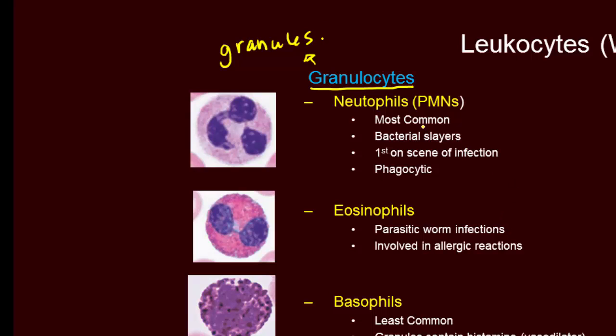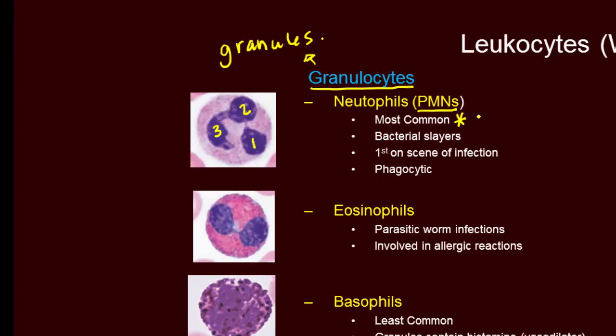So let's take the granulocytes from top to bottom here. Neutrophils are otherwise known as polymorphonuclear cells, because oftentimes they have multi-lobed nuclei. Okay, multiple nuclei or multi-lobed nuclei. Neutrophils are going to be our most common or our most numerous white blood cell.